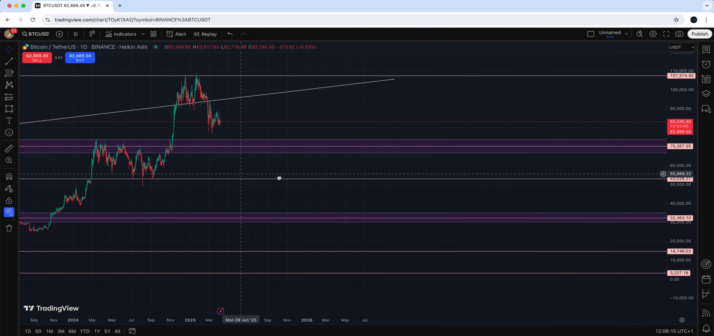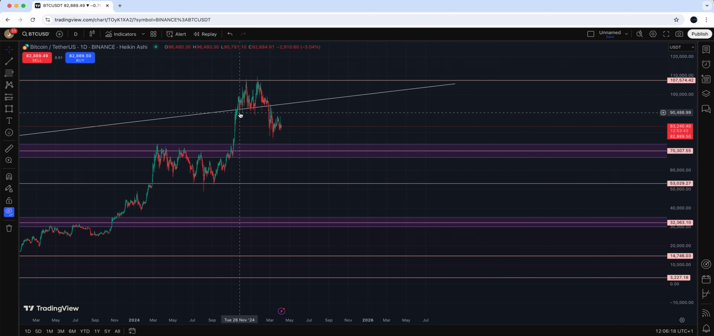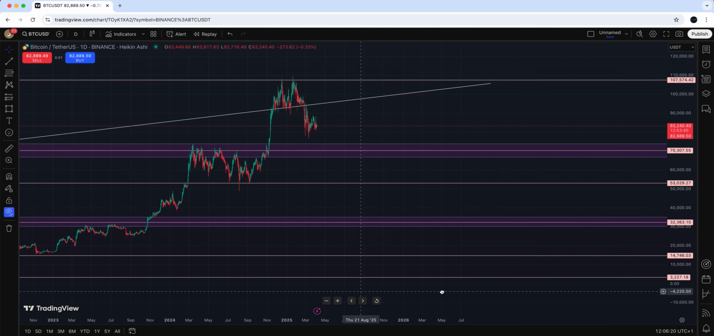Just doing a bit of analysis here. We can see here areas of, let's open this up.